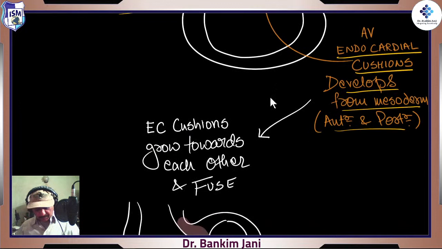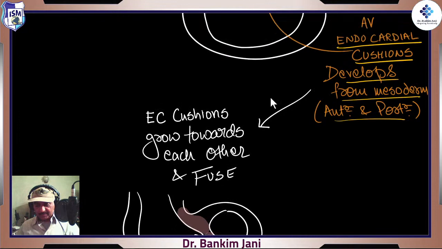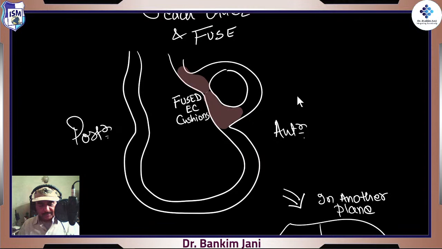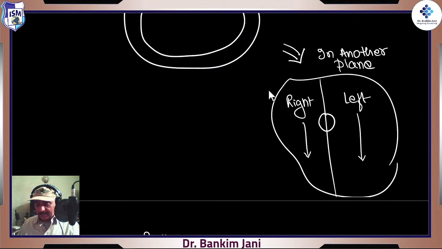When this partition is created, these endocardial cushions grow towards each other, right? One comes from here, one comes from here, and then they fuse and create a partition. So the fused endocardial cushions now divide the heart into two parts, right? There is a right part and a left part. Atria and ventricle are still all one, but at least the heart now has a right side and a left side. Correct? So it formed like this, and these endocardial cushions divided it.